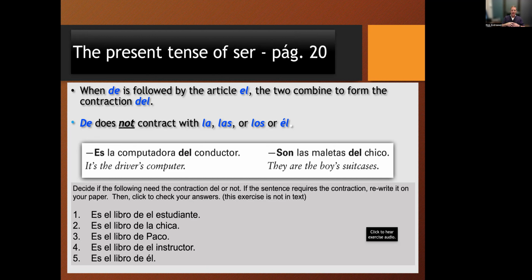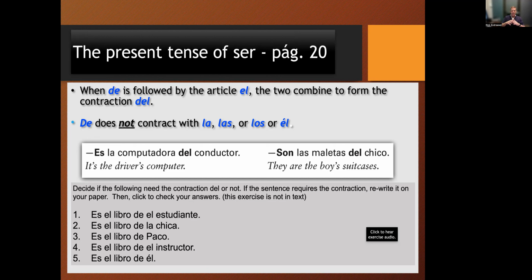So in the box, es la computadora del conductor. We don't say es la computadora de el conductor. And really, it's just formed over the years because we say that so fast, because it ends and begins with the same letter. Es la computadora del conductor. Son las maletas del chico. They're the boy's suitcases. They are the suitcases of the boy. Again, we're showing possession. So de plus el together makes a contraction.